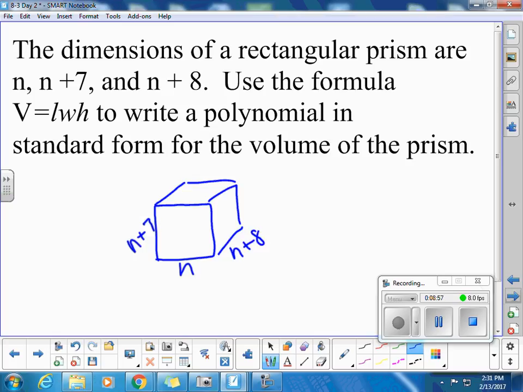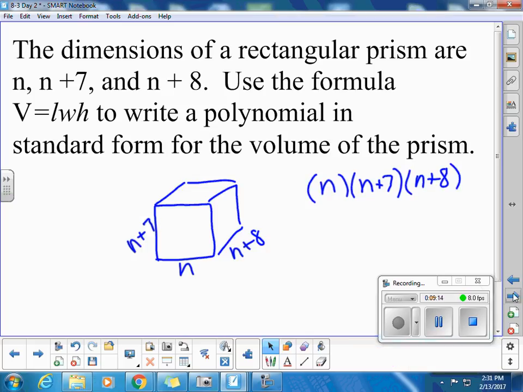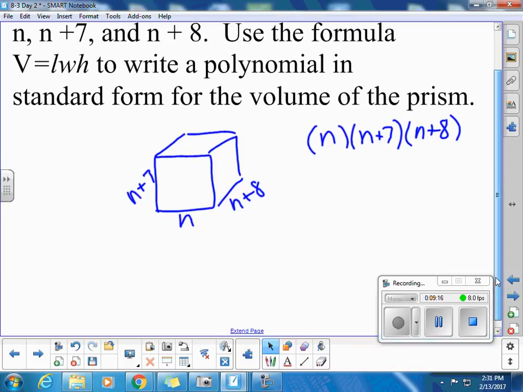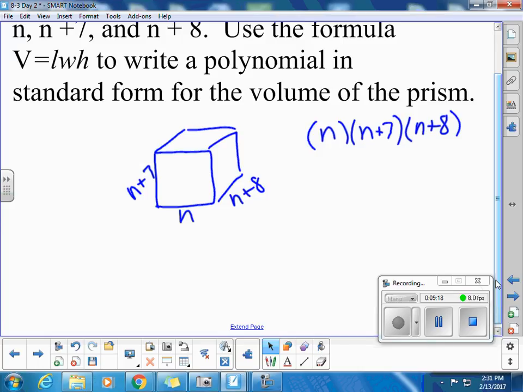Use the formula volume equals length times width times height to write a polynomial in standard form for the volume of the prism. So we're just going to multiply all these parts. So we have n times n plus 7 times n plus 8. Multiplication can be done in any order, right? 8 times 7 is the same as 7 times 8. So I'm just going to pick two to multiply, and I'm going to start with these two.